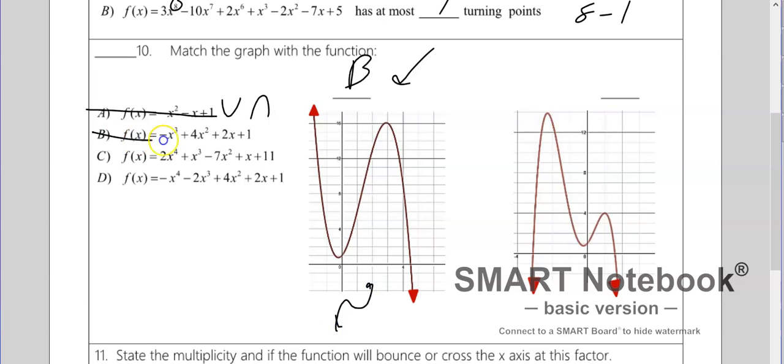Now, B is done. We have C and D. They are both quartics. C is a positive quartic. And remember, that's usually in the W shape. And D is a negative, which is usually in an M shape. But since they don't always have to be even, this one is D because it is going down. The end behavior is both going down.